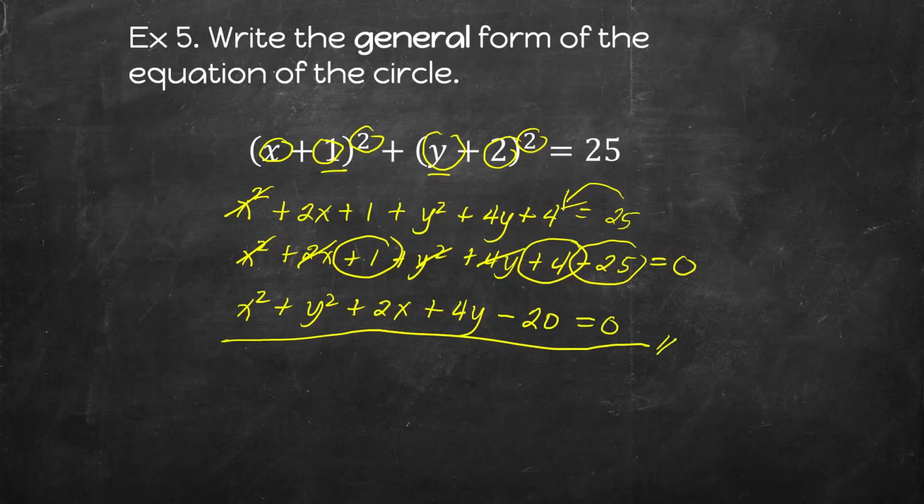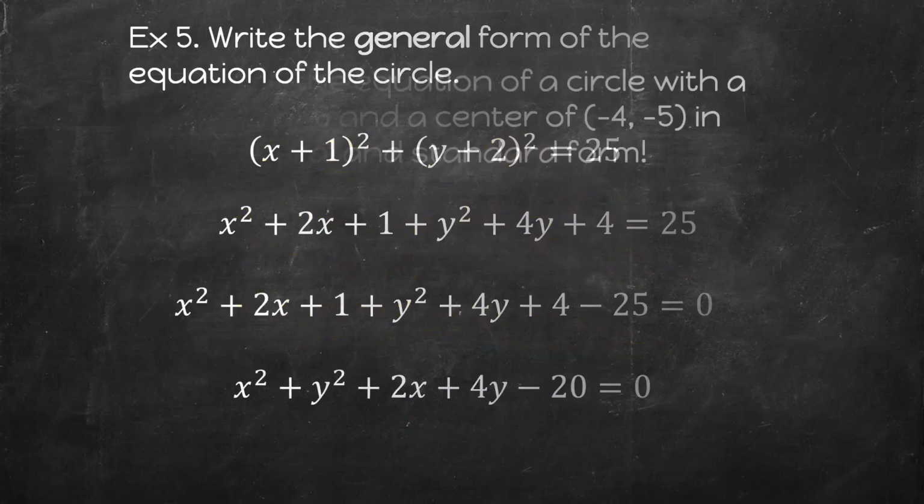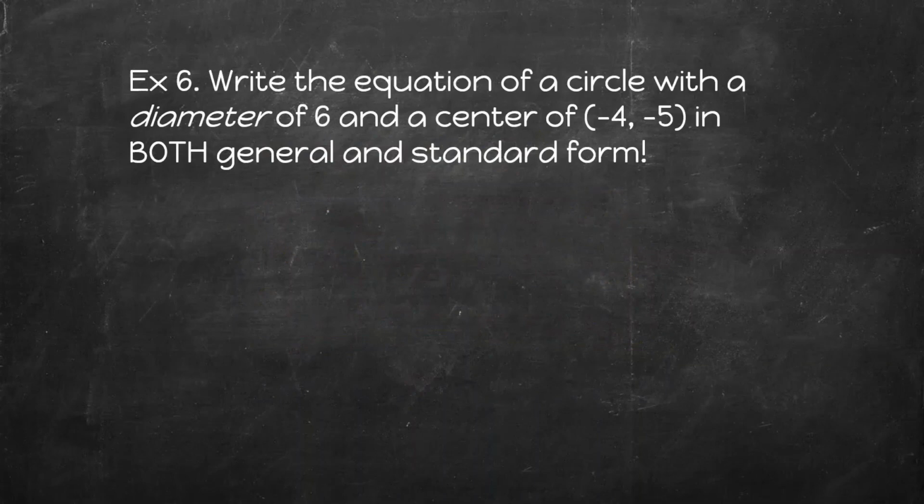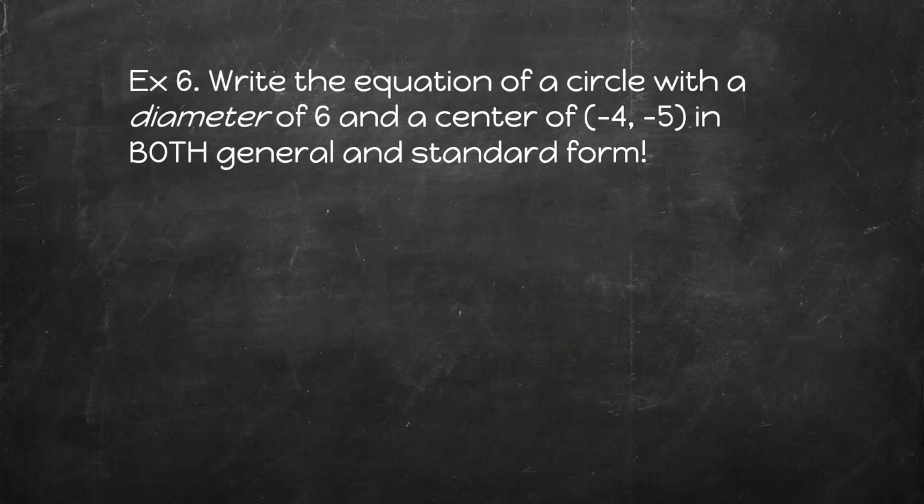Ayan. O, let's see kung tama yung naging sagot natin. X squared plus y squared plus 2x plus 4y minus 20 is equal to 0. Ayan. Okay, so sa next video natin, i-explain ko naman sa inyo kung paano tayo mag-convert o mag-write ng equation given yung center and radius both in general and standard. And at the same time, given yung graph, i-write natin yung equation into general and standard form.